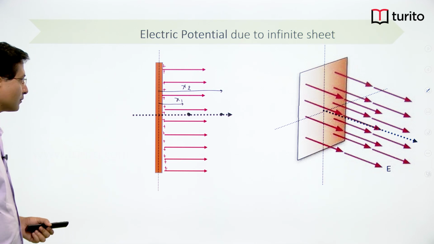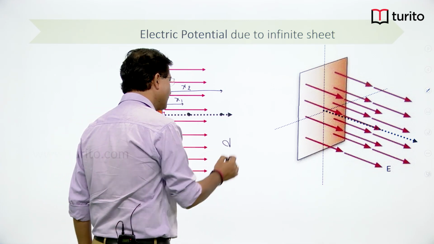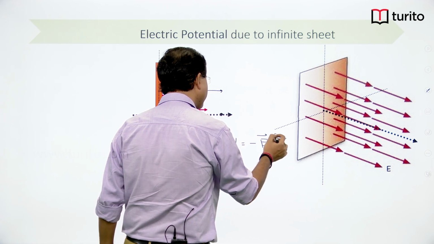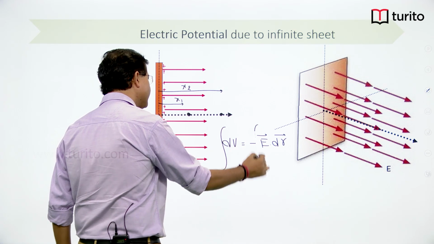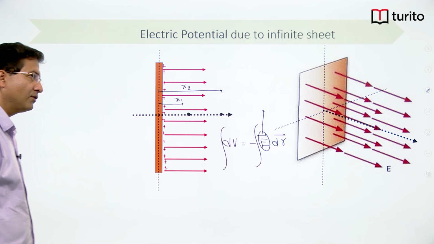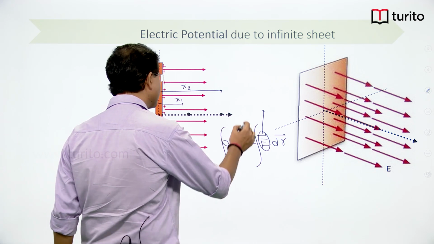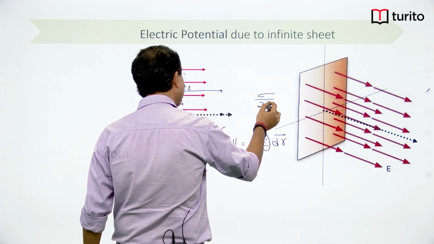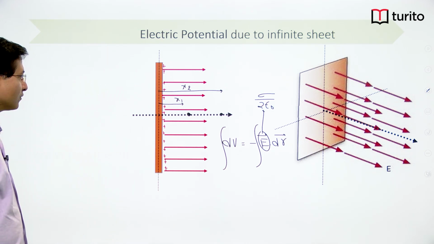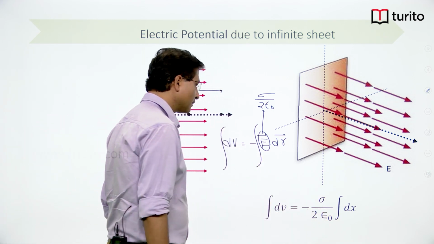So, the question is, what is the potential difference? Again I can use the same relation, dV is equal to minus E dot dr. Integrate, and this E we know, the electric field in front of an infinite sheet, sigma upon 2 epsilon naught. If I substitute that one, sigma upon 2 epsilon naught, I will get this way.